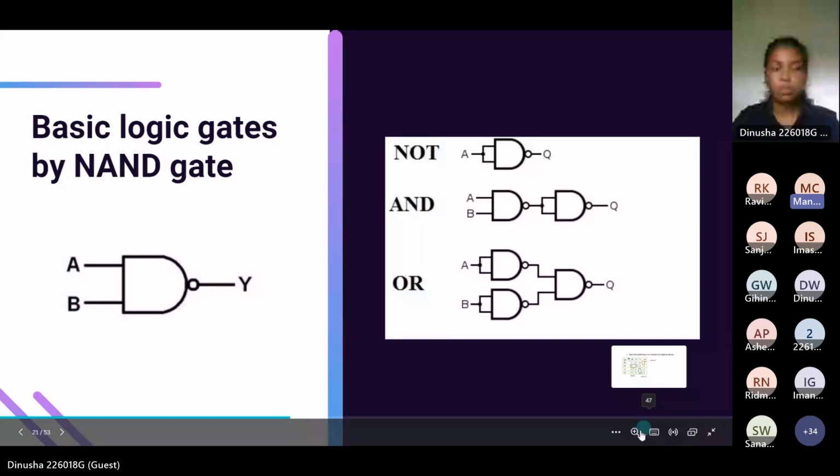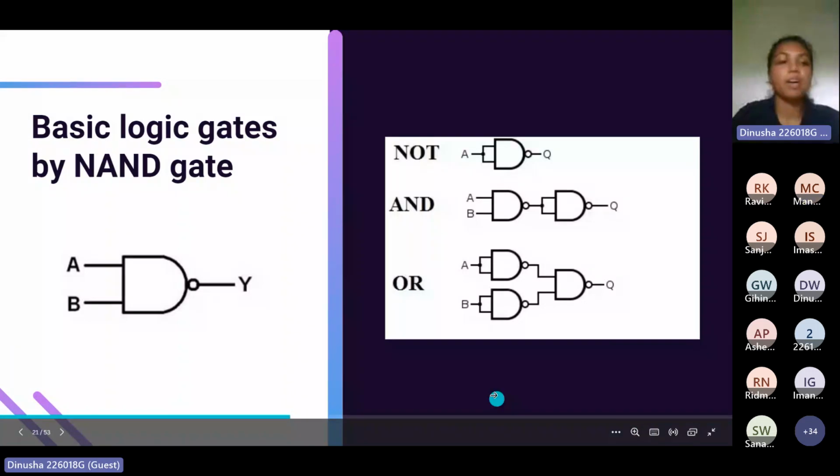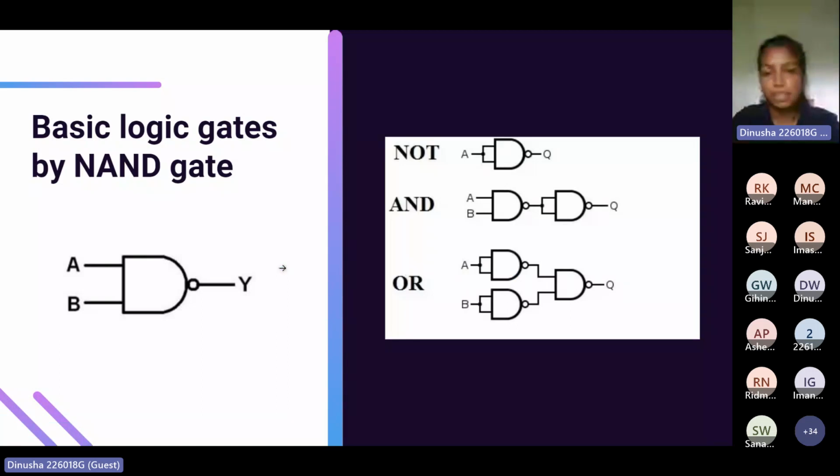Yes, now it's okay. Okay, basic logic gates by NAND gate. In here, I will explain how these structures are made. So we can make a NOT gate using the NAND gate. In here, it's simple. We just connect both inputs together, and it gives the output as the NOT gate.